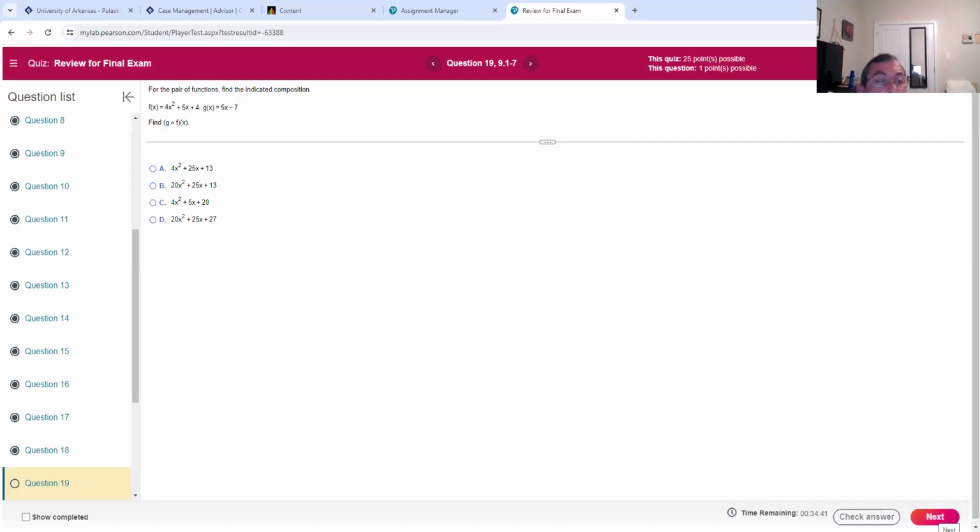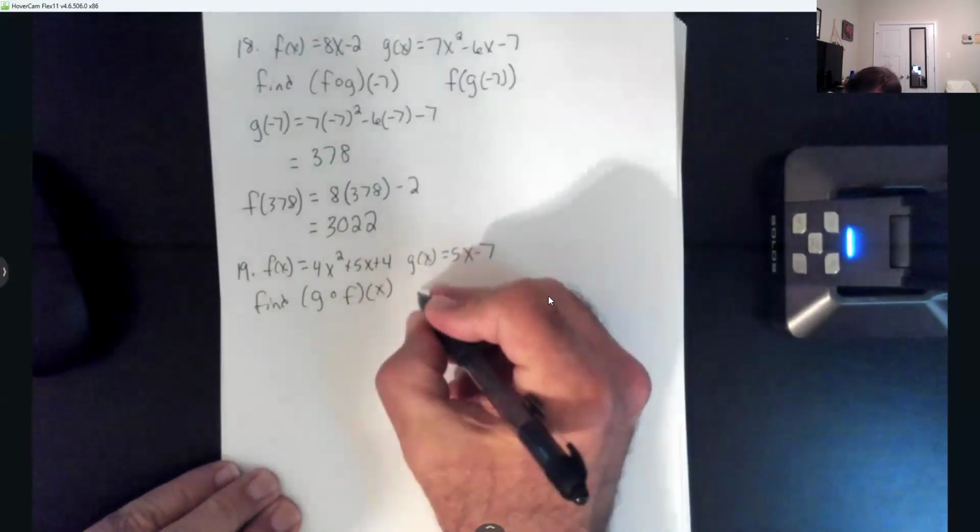Now, here's the difference on 19. On 19, I'm giving you f of x, 4x squared, plus 5x, plus 4. I'm giving you g of x, 5x minus 7. I want to find g compose f of x. So y'all notice this one don't have a number to put into it. So all we're going to be able to do to this one is simplify this, okay?